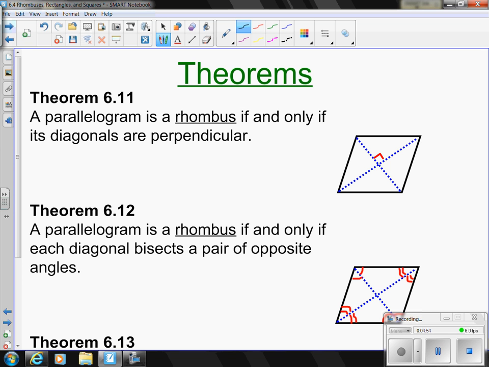And now we're going to learn a couple new things. One about the diagonals. The diagonals in a rhombus are perpendicular. So if the diagonals are perpendicular, then it is a rhombus, given that it's a parallelogram. It works both ways, remember, if and only if. Also, we know a parallelogram is a rhombus if and only if each diagonal bisects a pair of opposite angles. So it bisects these angles.